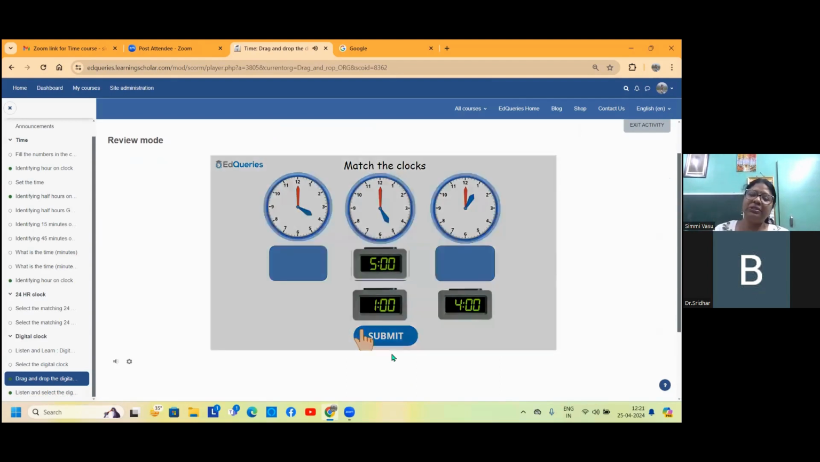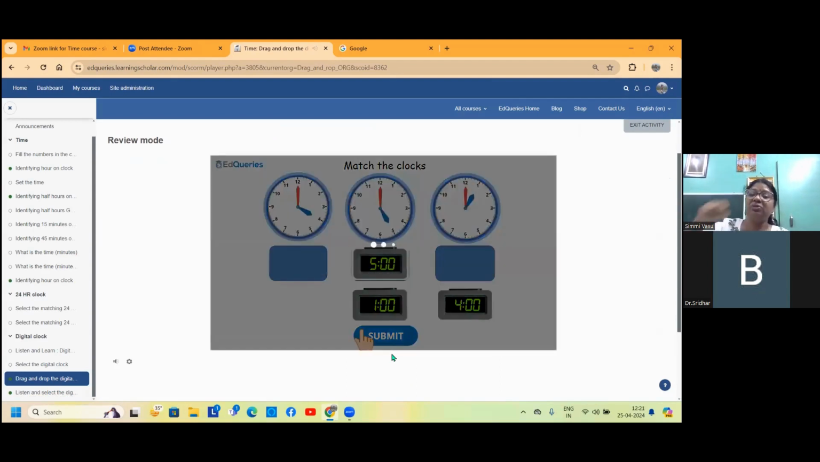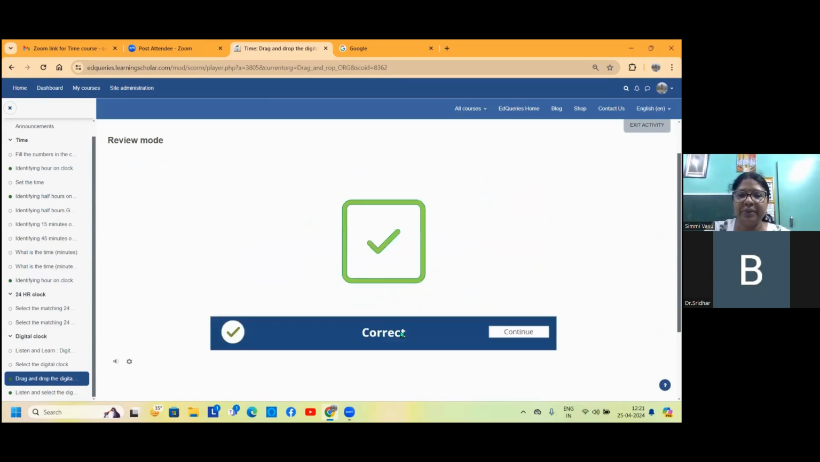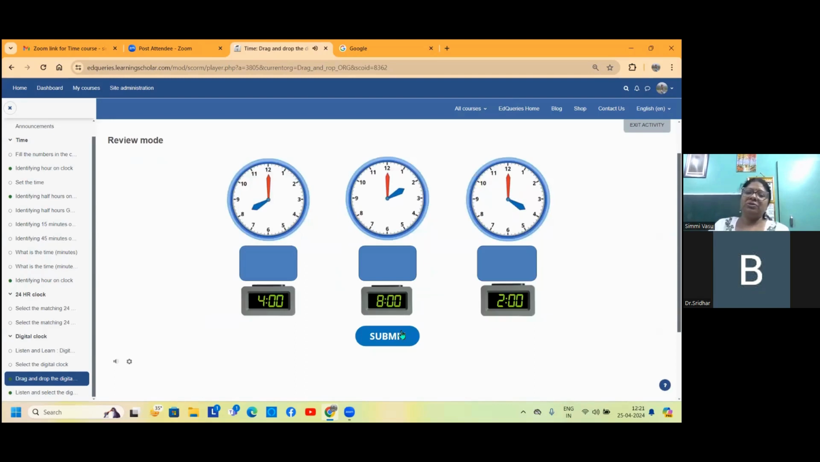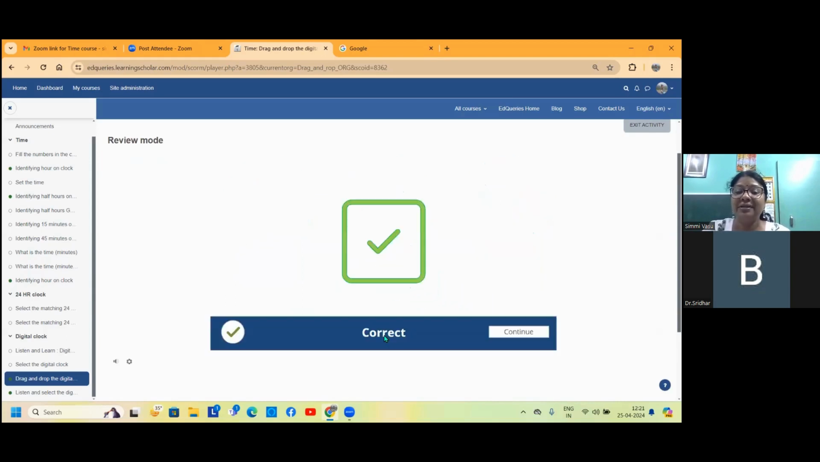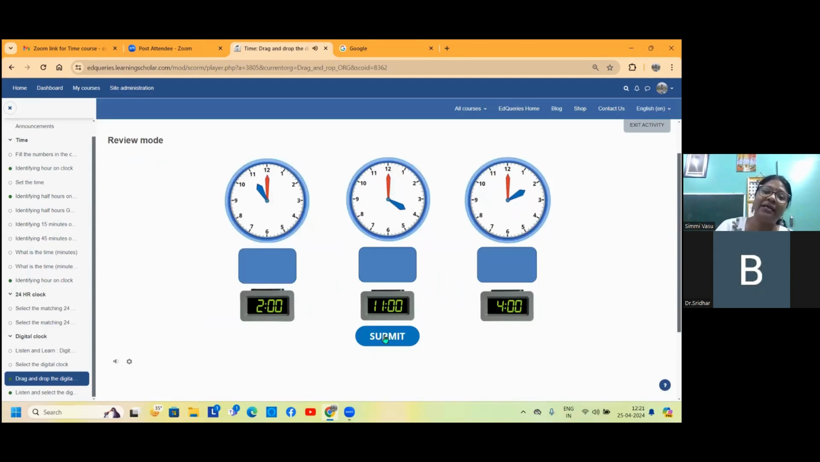There was a multiple choice, and here the child is dragging himself. So the child is himself doing it. Here it is 6:30, and 10. Very good. So a lot of practice for our children, a lot of ways to practice the same concept again and again.